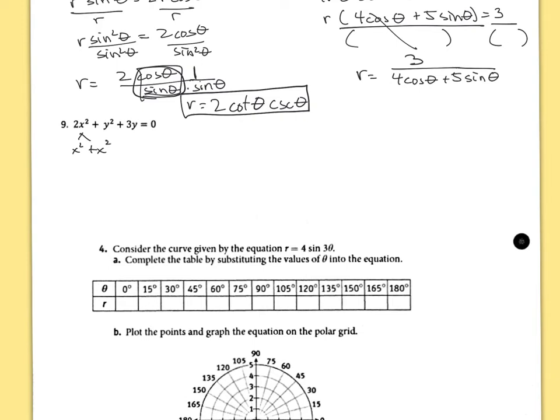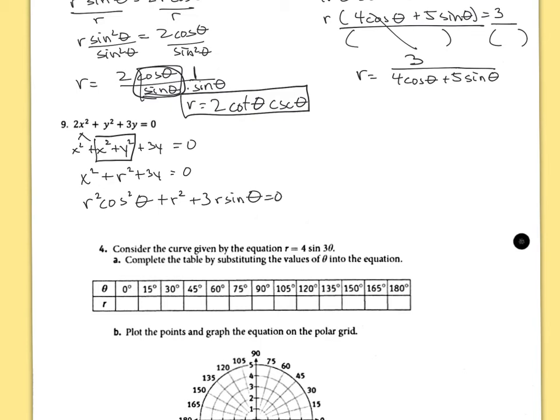Yep, if we had 3x squared, you'd write it 3 times. And then we have plus y squared plus 3y equals 0. Right here. There it is. X squared, that's r squared, and 3y. So x squared, that means we can square everything. R squared cosine squared theta, plus another r squared, plus 3r sine theta equals 0.